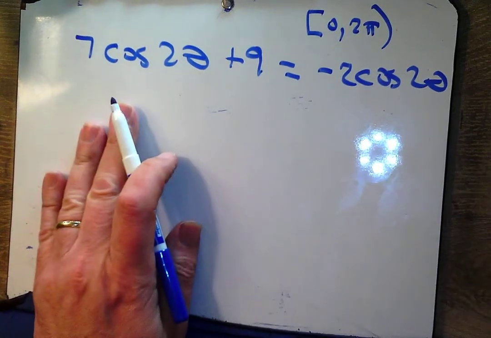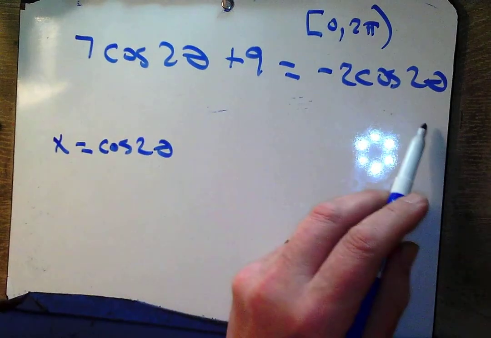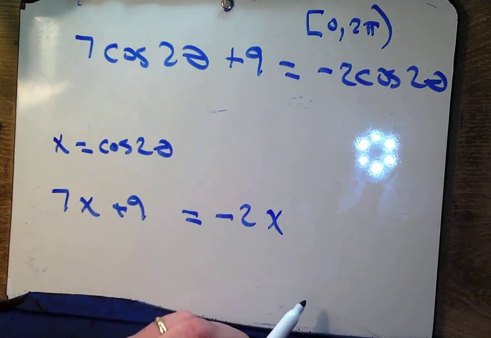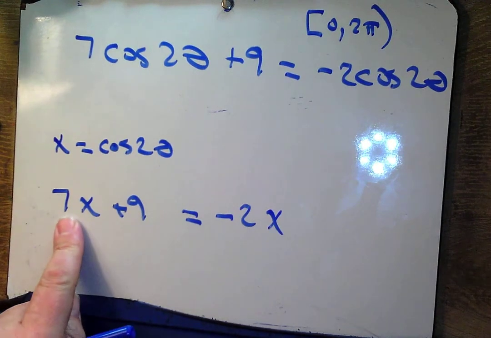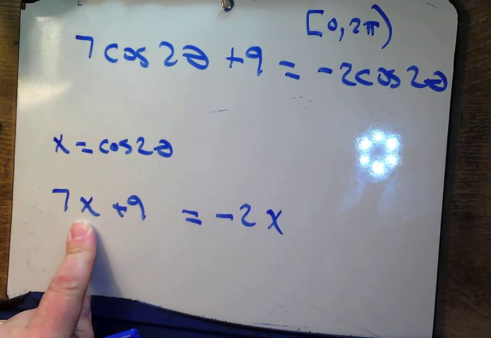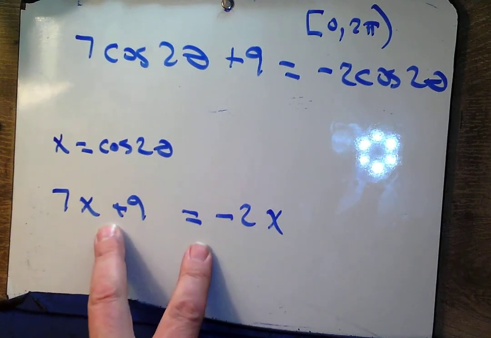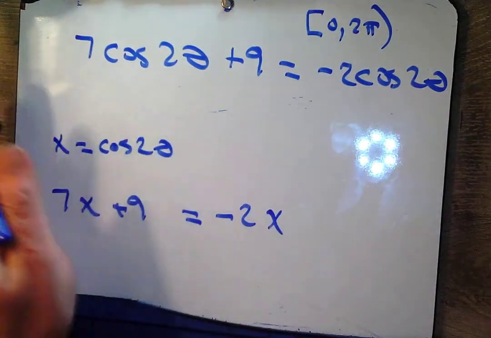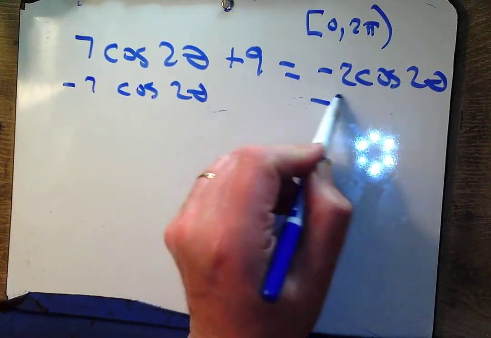Some people are just kind of stuck here. So let me say x equals cosine 2 theta. And now let's rewrite this equation. It would be 7x plus 9 equals negative 2x. So how would you solve this equation? Right? Well, some would subtract 7x from both sides, and some would add 2x to both sides. It doesn't matter what you do, but that's what we're looking at here. We're looking at this pattern. We're looking at this situation. I'm going to try and get the trig functions all to one side. So I'm going to actually subtract 7 cosine 2 theta.